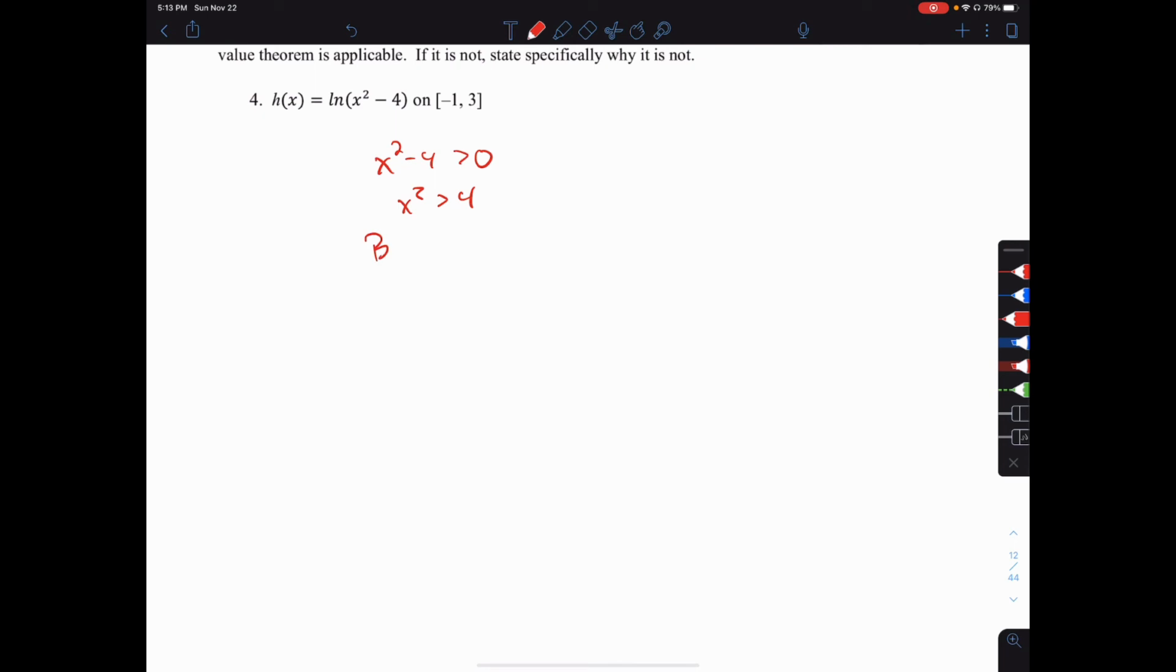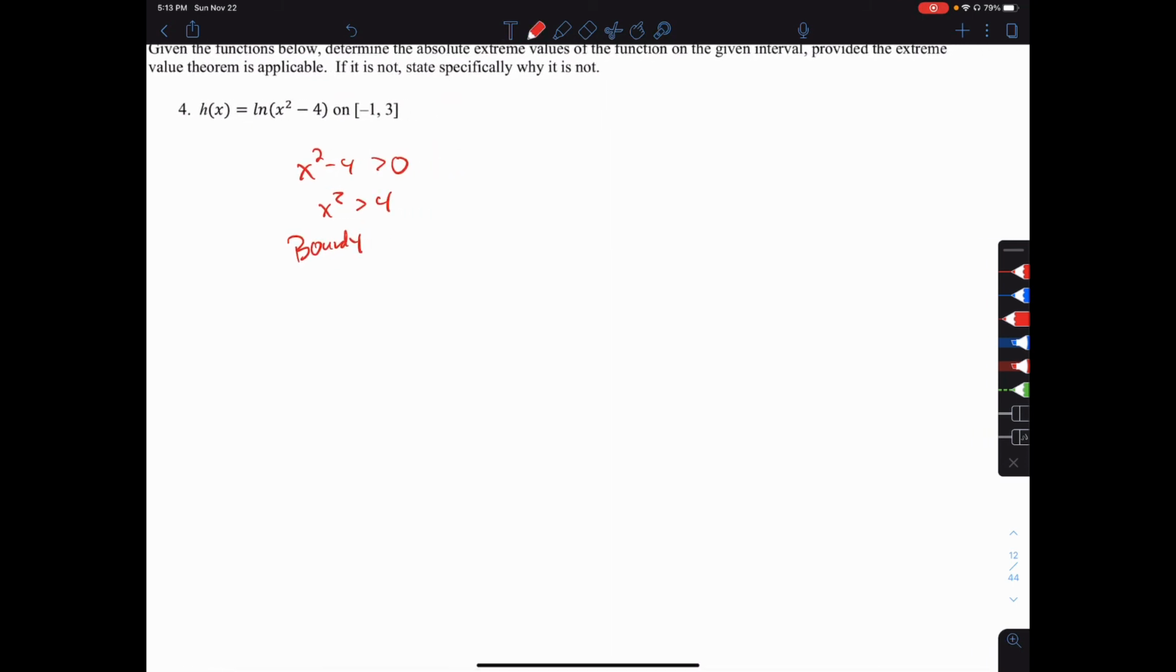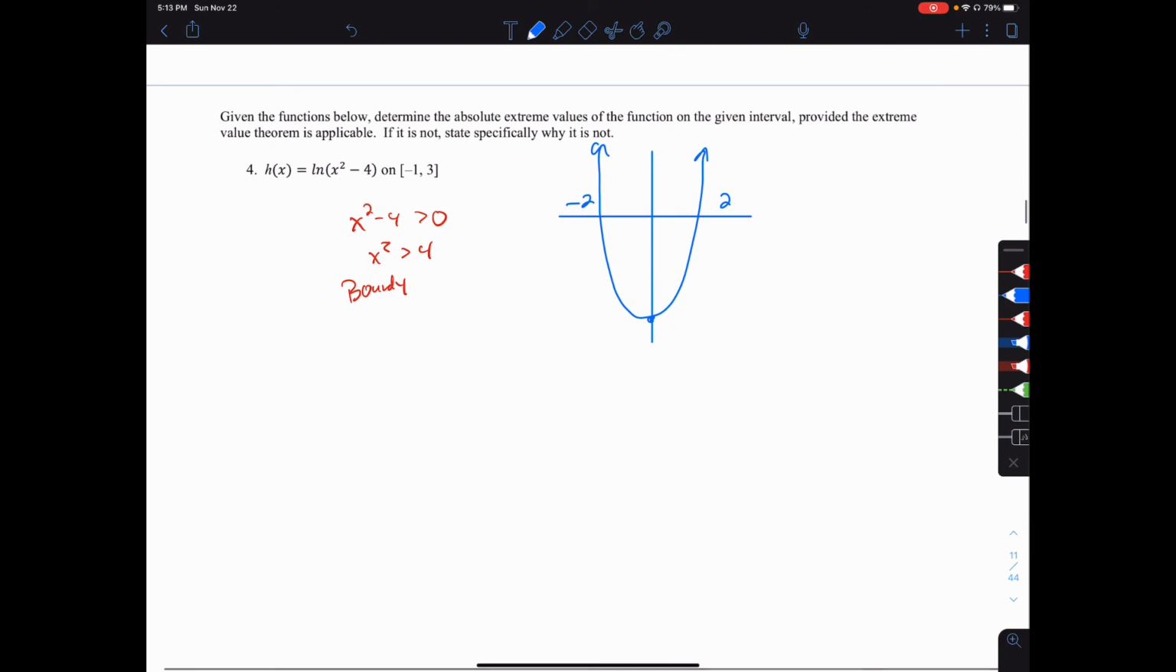So if you focus on the boundary, keep in mind this is going to be a parabola. That's another way that we could do this. Let me just show you this real quick graphically. Here's a parabola whose vertex is at negative 4. It opens up because the leading coefficient is positive. It's going to have x-intercepts of negative 2 and positive 2. Since we want when this is bigger than 0, we would be looking for the x values to the left of negative 2 and to the right of positive 2.